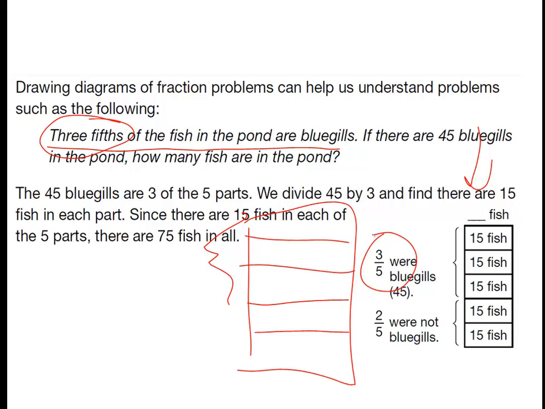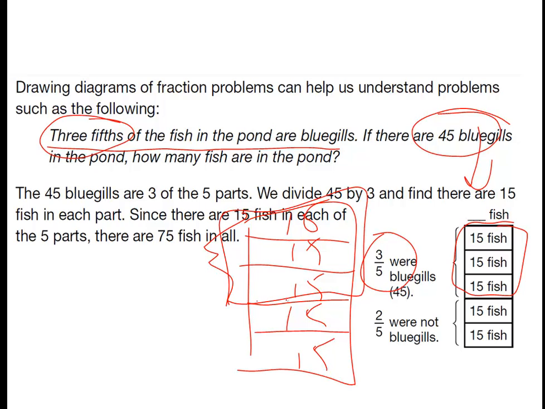And then it says 45 of those bluegills. Of those, 3/5 are bluegills, and there's 45 of them right here. So how many would be in each box? Well, 45 divided by 3 means that we put 15 in each box. And then we learn that there's 75 fish total because these other 30 here are not bluegills. Does that make sense? So it's a little bit different. Instead of finding out the whole, it's wanting us to find out little sections given what information we've been given.